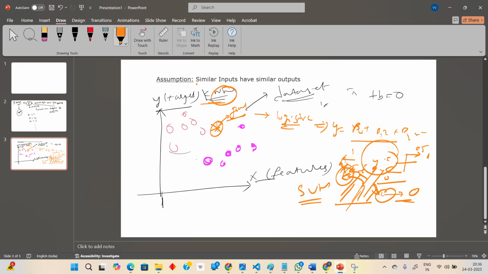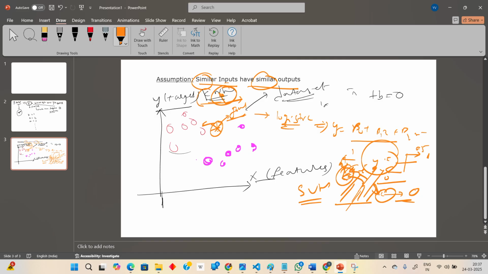Nearest neighbors means the assumption is that similar inputs will always have similar outputs. That is the assumption according to KNN. Similar inputs will have similar outputs. Similar is nothing but nearest, right? Near, similar. So neighbors means adjacent to this.